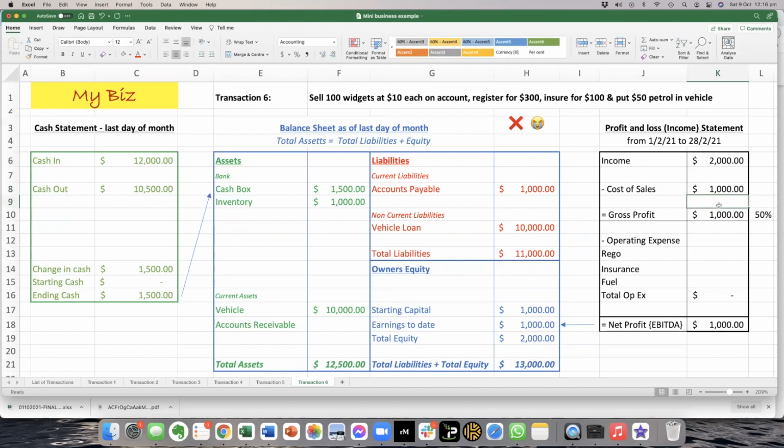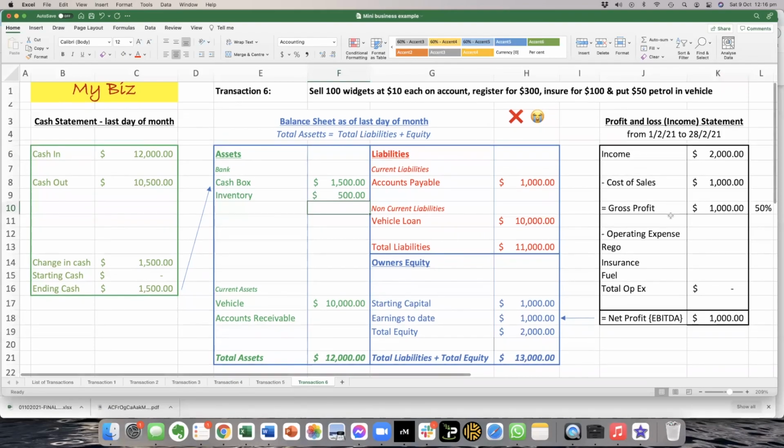And of course, what that means is our inventory has to go down by $500 because that's where that part connects to the P&L statement. Now we've got a gross profit of $1,000. All right. Now, what we're going to do next is start to add in our rego, insurance and our fuel.